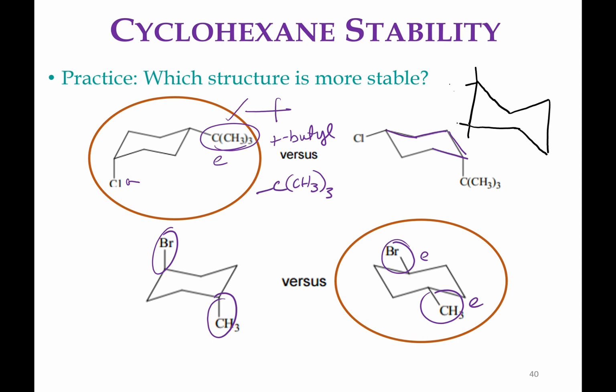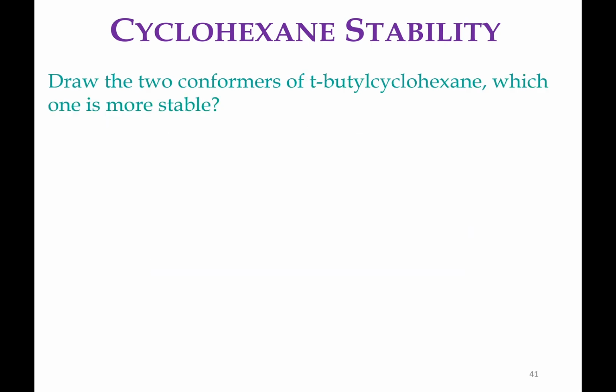Now, you don't have to draw the hydrogens if they're just hydrogens. Mine I drew poorly because now they're going to hit each other, which if you draw it right, it doesn't have to. Anyway, all I'm trying to say is do your best, okay? So draw the two conformers of T-butyl cyclohexane and which one is more stable. So you need to pause it and draw them and then determine which one is more stable.